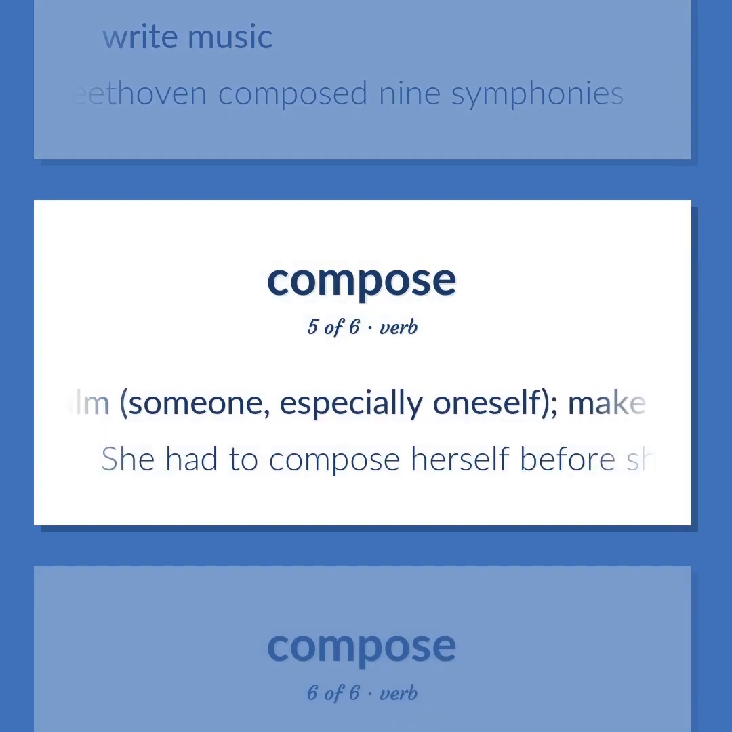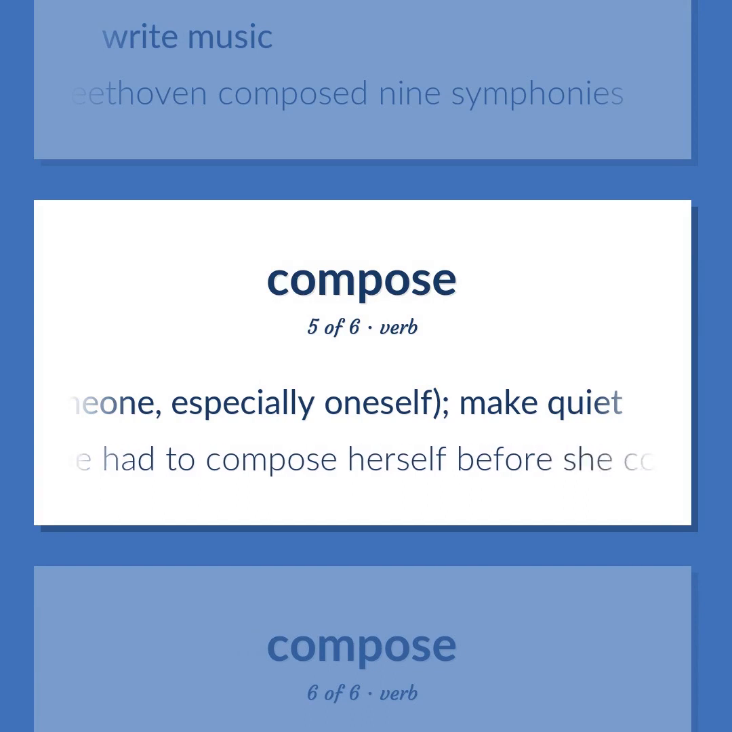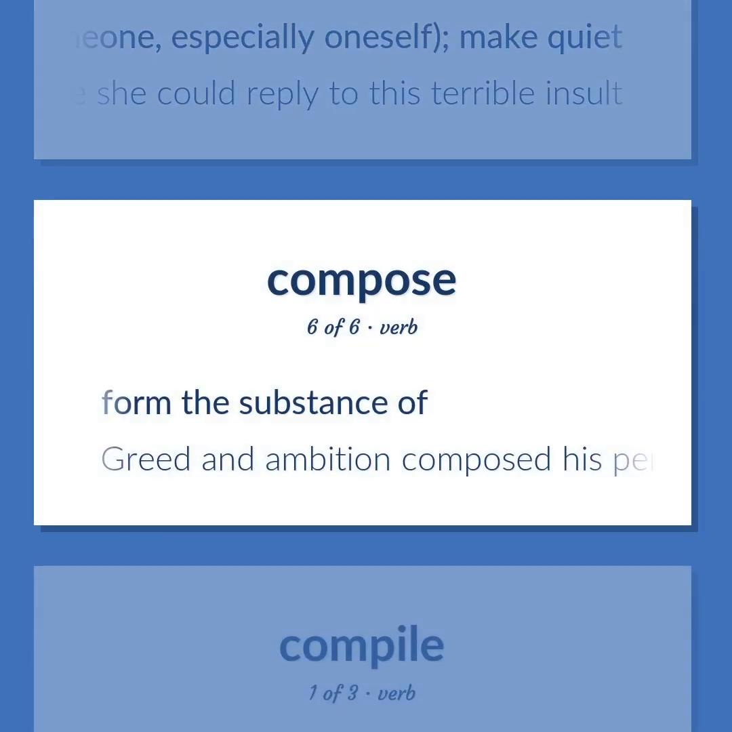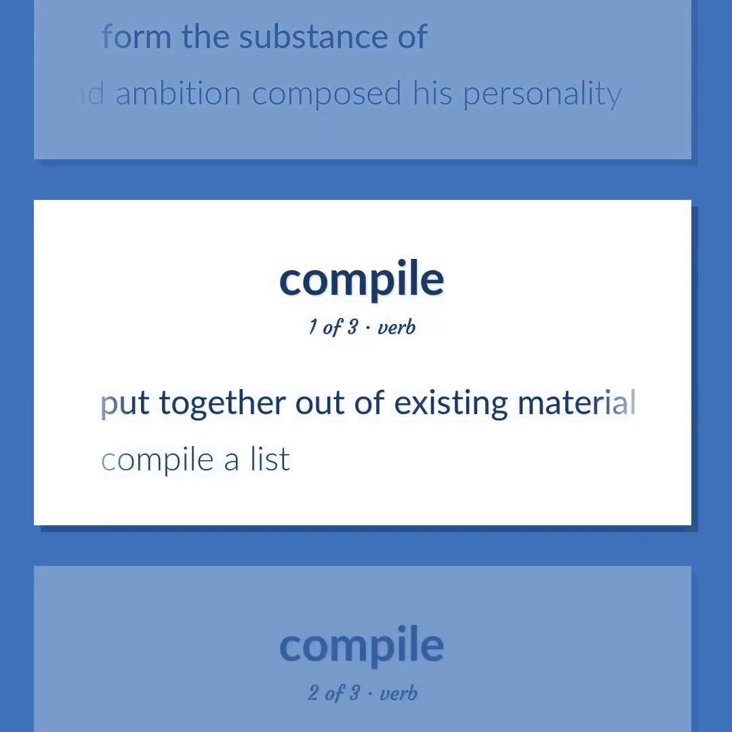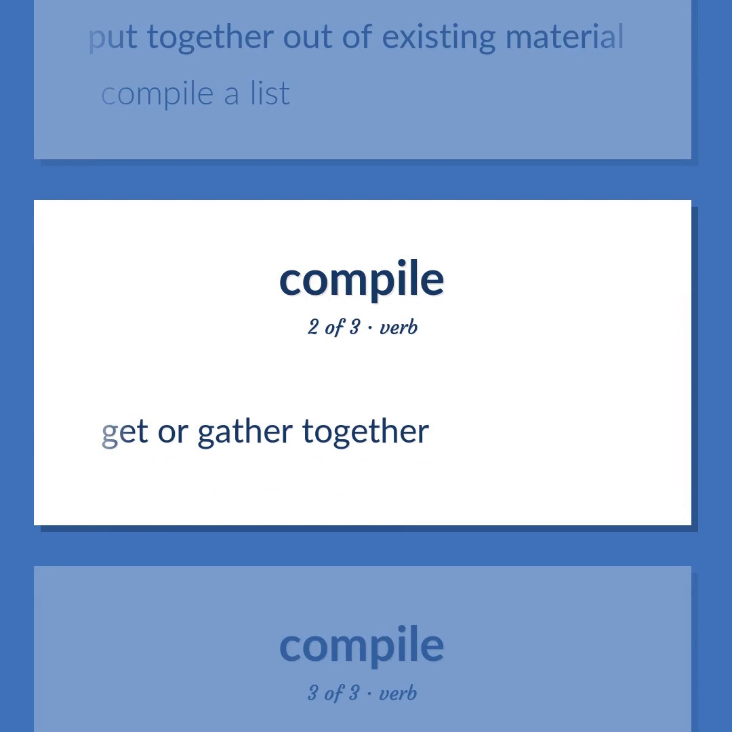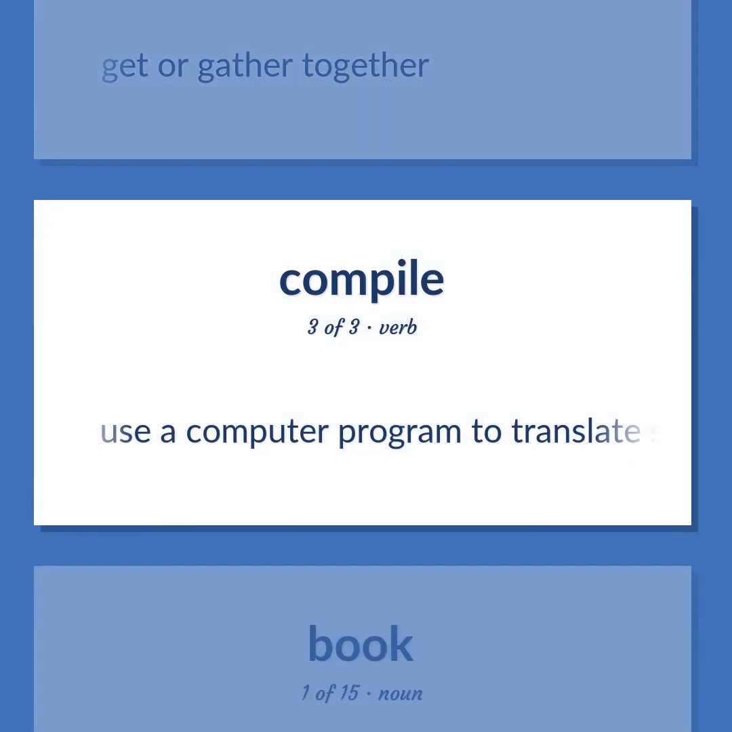Calm someone, especially oneself; make quiet. She had to compose herself before she could reply to this terrible insult. Form the substance of. Greed and ambition composed his personality. Put together out of existing material. Compile a list. Get or gather together. Use a computer program to translate source code written in a particular programming language into computer-readable machine code that can be executed.